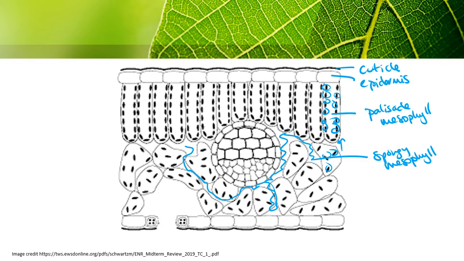Lots of space for gas exchange. CO2 and oxygen gas can roll around in here, so that it can get to all of those palisade mesophyll and spongy mesophyll cells. Here is our vascular bundle. So vascular bundle, the bundle of vessels, vascular tissue.